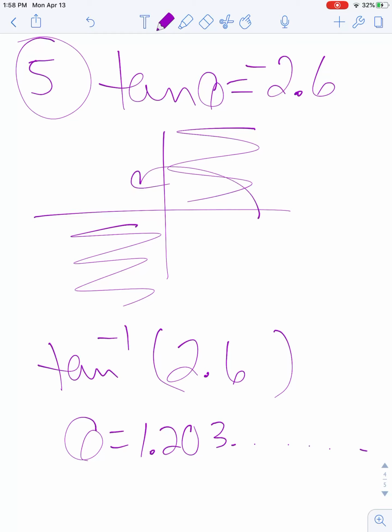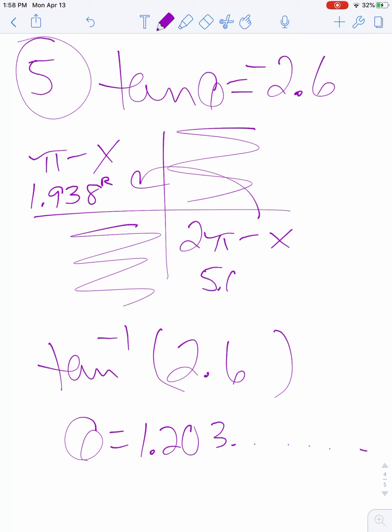Now to get this one, normally we go 180 minus x. I'm going to go pi minus x. And my second quadrant answer is 1.938 radians. Normally in the fourth quadrant, I would do 360 minus x. I'm going to do 2 pi minus x. And I'm going to get 5.079. So these are my answers. That's my fourth quadrant. That's my second quadrant.